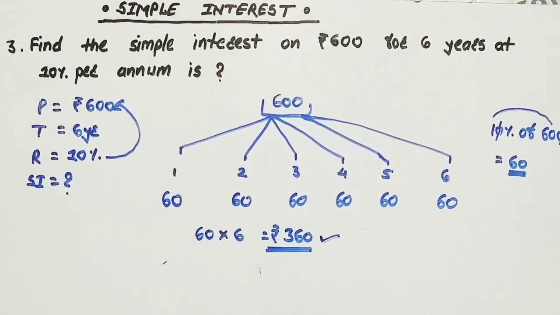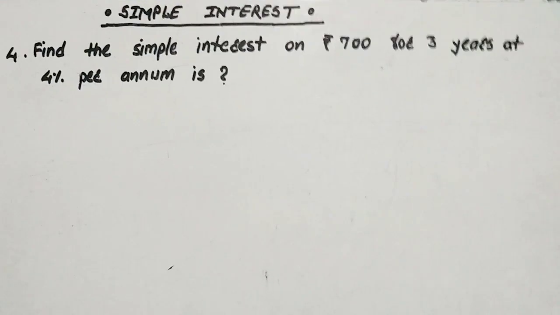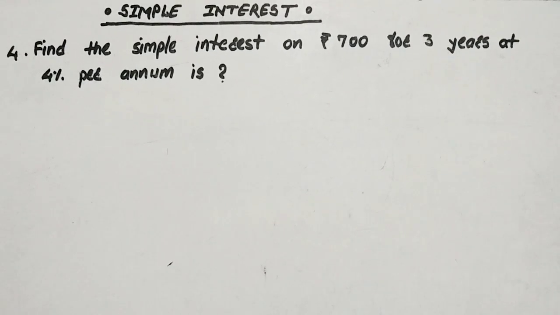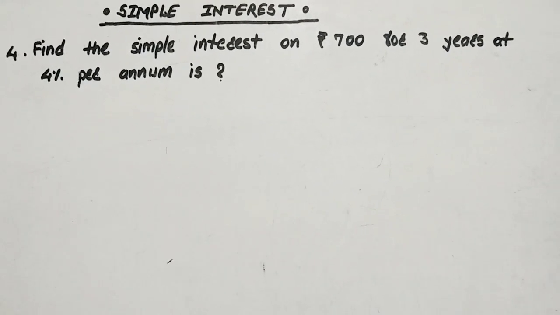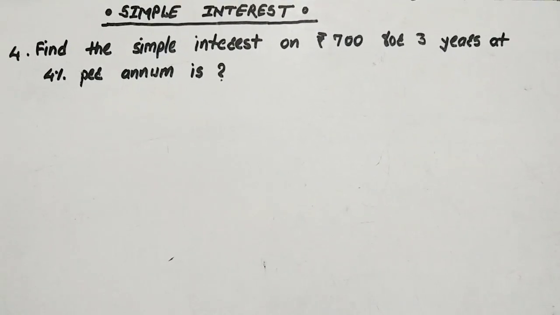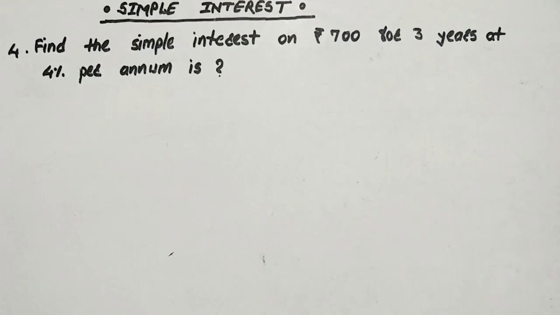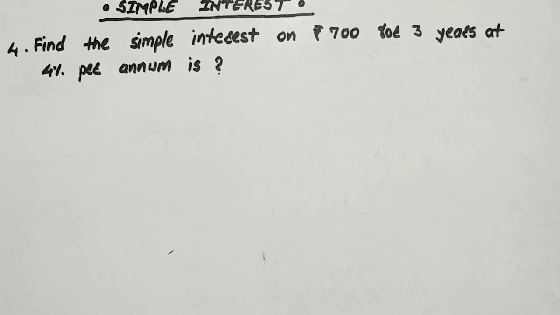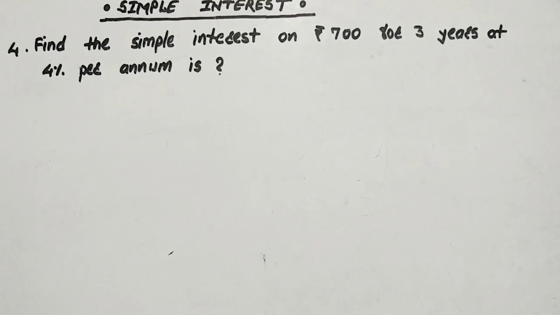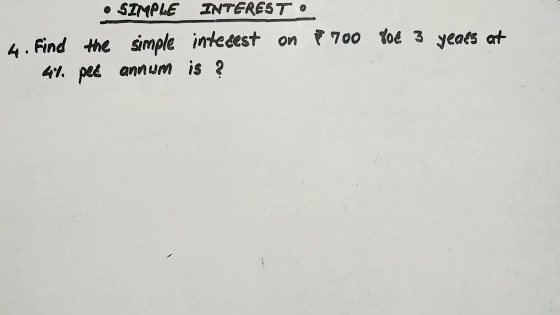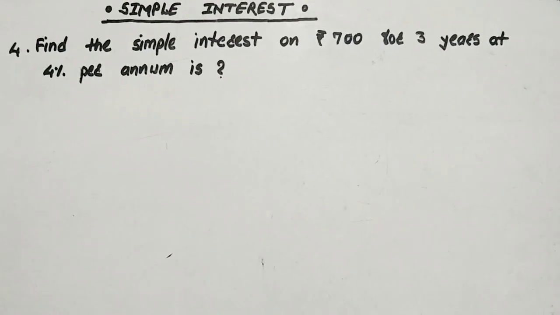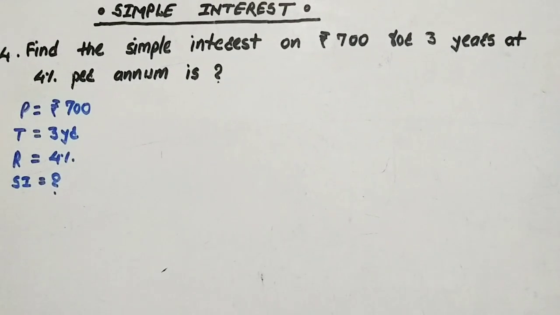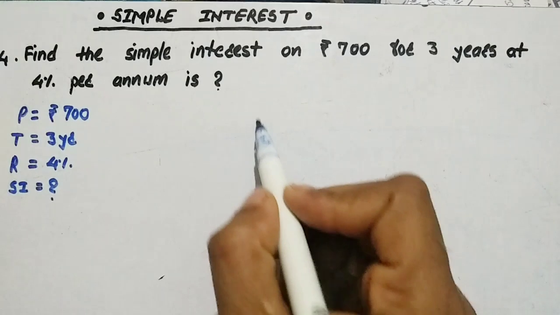So we move on to the next example. Example number 4, find the simple interest on rupees 700 for 3 years at 4% per annum. So first we find out the value of principal, time, rate of interest, right. So principal is equal to 700, time is equal to 3 years, rate of interest is equal to 4%. So first I write the given data. Principal is equal to 700, time is equal to 3 years, rate of percent is equal to 4%. Find the simple interest.